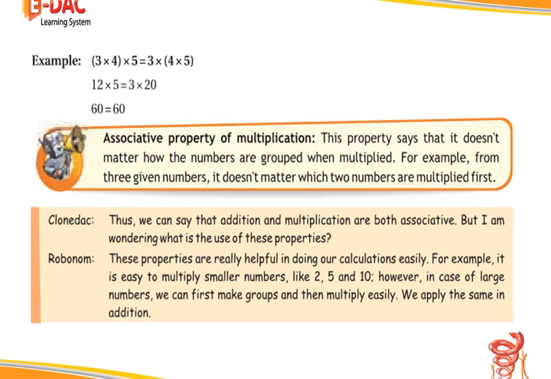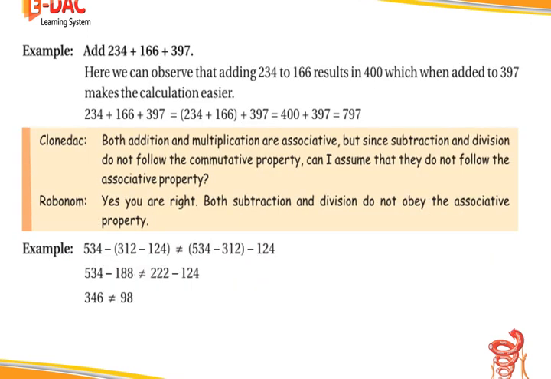Clear, children? Example here, add 234 plus 166 plus 397. So here we can observe that adding 234 to 166 results in 400, which when added to 397 makes the calculation a little easier. Okay, so hence we can group it as per the ease of calculation.